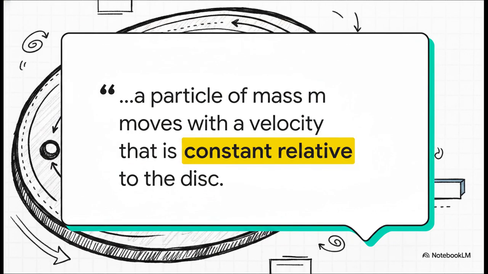And here's the next huge clue. There's a particle, mass m, moving along the rim. But notice the wording. Its velocity is constant relative to the disk. That phrase, relative to the disk, is a giant flashing neon sign. It's telling us we need to put ourselves on that spinning disk and see the world from its point of view, a non-inertial reference frame.